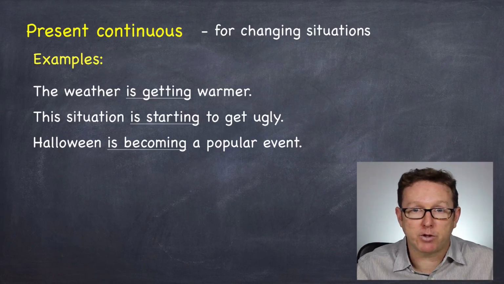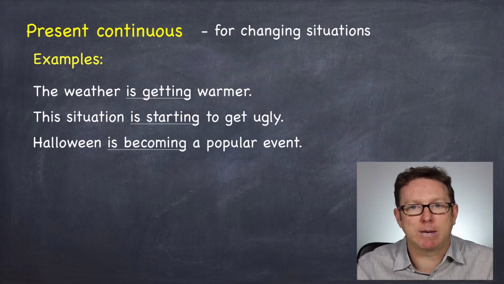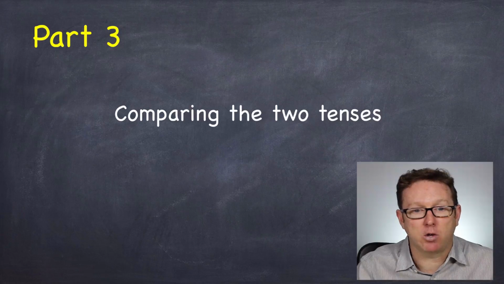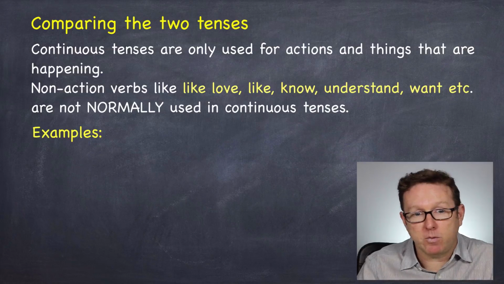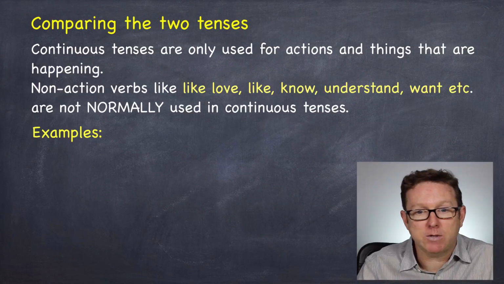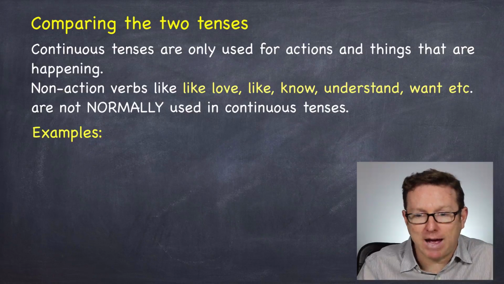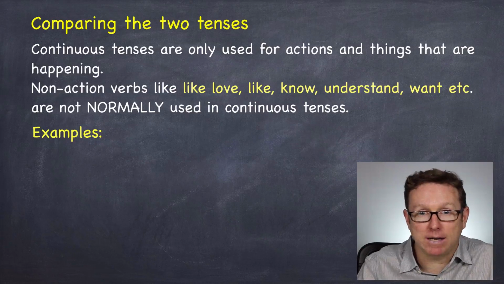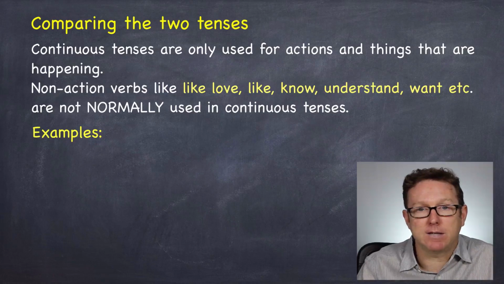Now, the final thing we're going to do is compare the two and have a look at when we can and when we can't use some of these tenses, okay? So part 3, here we are, comparing the two sentences. Let's have a look. Now, firstly, let's read what we see here. Continuous tenses are only used for actions and things that are happening. Non-action verbs like love, like, know, understand, want, etc. are not normally used in continuous tenses.